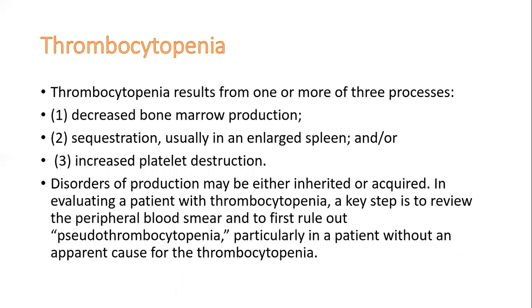Thrombocytopenia. So thrombocytopenia is platelet count less than 1.5 lakh. It usually results from one or more of the following three processes. Either it is due to decreased bone marrow production, or it can be due to sequestration, usually in the enlarged spleen, and finally due to increased platelet destruction. So before going into causes of thrombocytopenia, we have to first rule out pseudothrombocytopenia, particularly in a patient without an apparent cause for the thrombocytopenia.